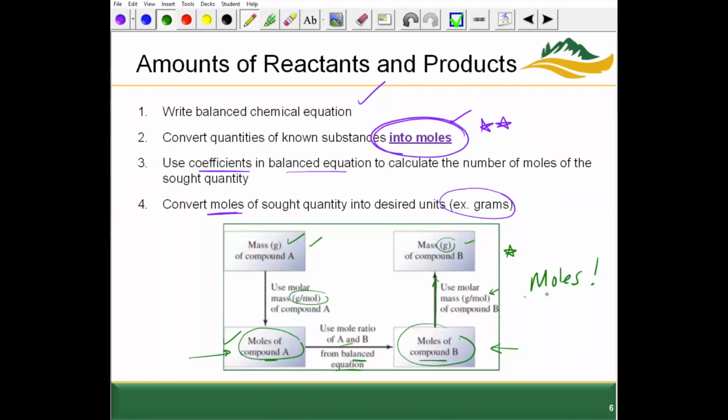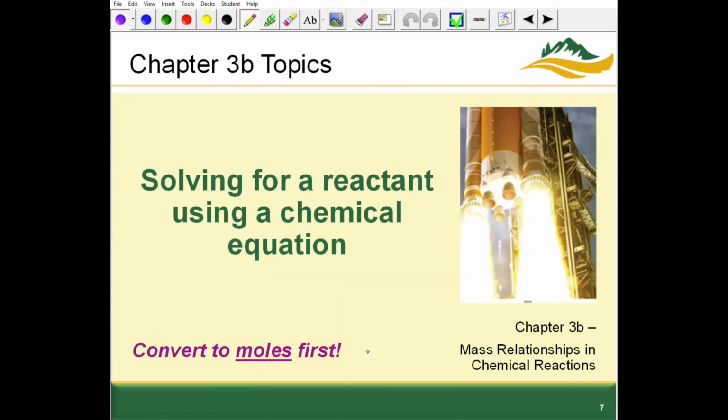Okay, so we're going to convert to moles along the way here. Because it's so important, I put this additional reminder. We're going to convert to moles first. So now for this topic is solving for a reactant using a chemical equation.